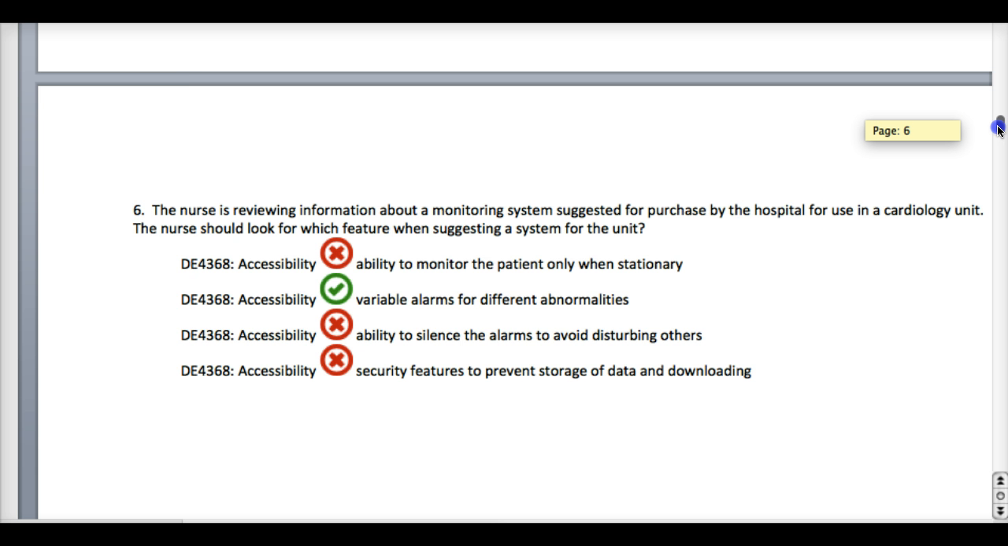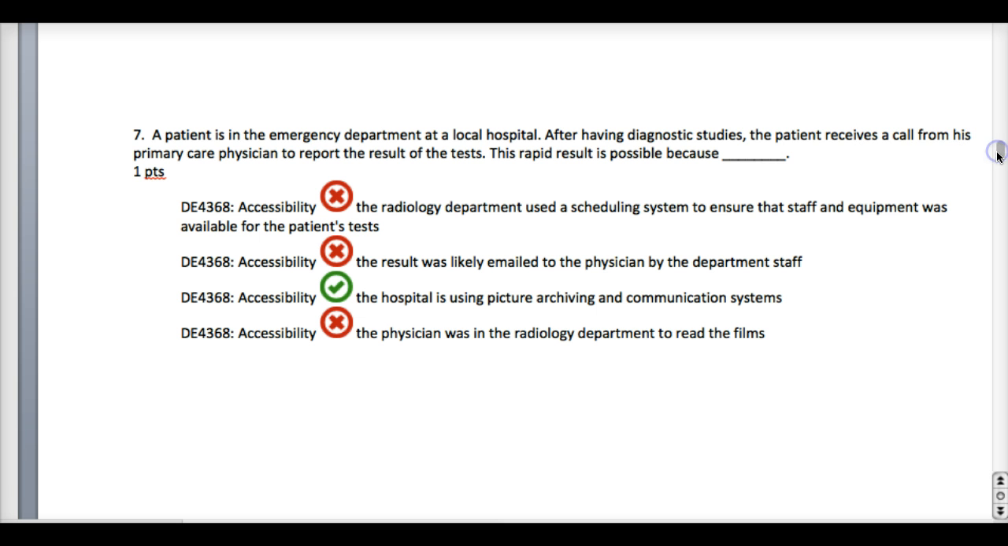Oops, I think I said that wrong. Page 118, I'm sorry. I'm getting ahead of myself. All right, a patient is in the emergency department in a local hospital. After having diagnostic studies, the patient receives a call from his primary care physician or nurse practitioner to report the results of these tests. This rapid result is possible because the radiology department used a scheduling system to ensure that the staff and equipment was available for the patient's test.